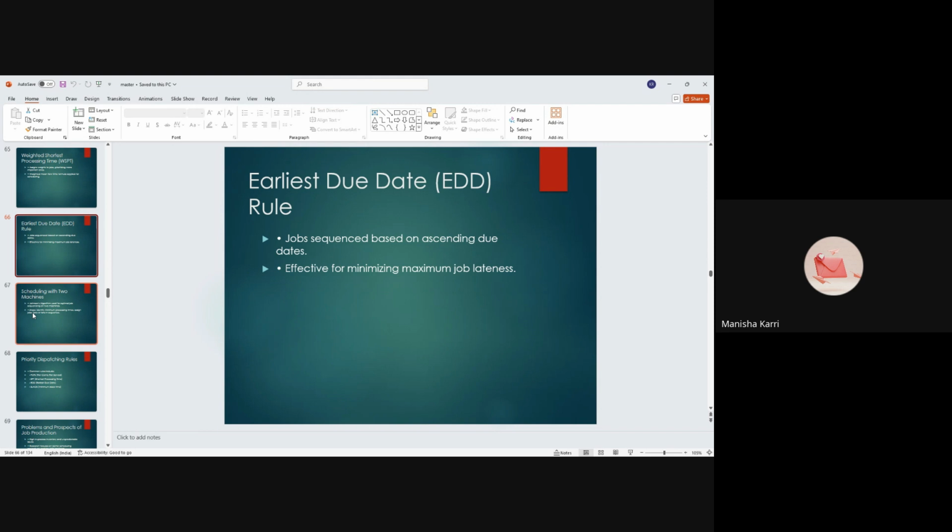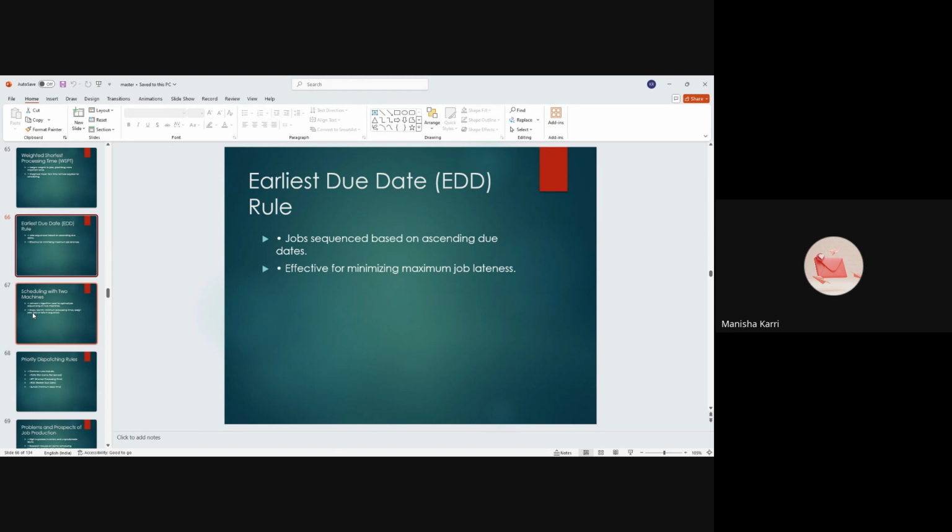First one is minimizes the maximum job lateness. Means by focusing on due dates, EDD helps reduce the risk of jobs being completed late. It does not guarantee every job will be on time, but it minimizes the longest delay, which is especially useful when deadlines are critical, and it is also very simple and effective.